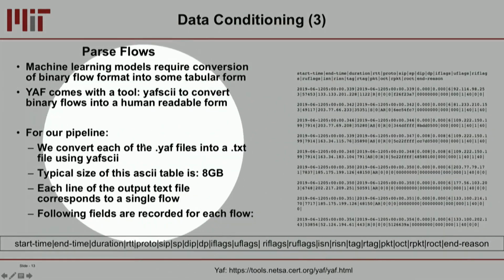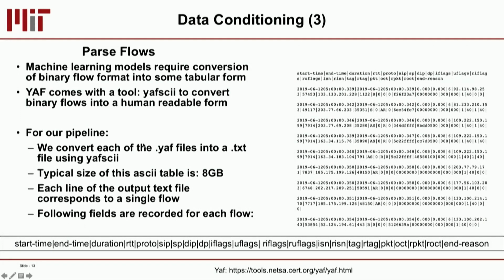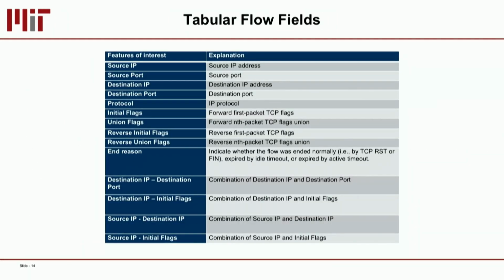So for our pipeline, we take the YAF files and convert them into text files. Each of these ASCII tables, so again about 15 minutes worth of data, is about 8 gigabytes in size. And we record a number of different data pieces per flow. We won't go into the details, but if you're interested, you can look at the various entities or features that come up in a network flow.